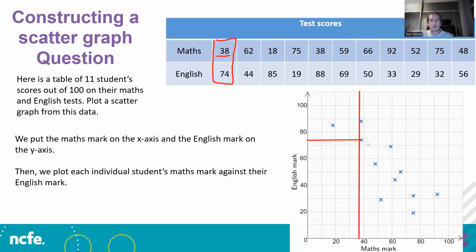You don't have to draw a line all the way off the page. You're not going to get marked for those construction lines. You won't get marked if you leave them on as well. But it's just a bit easier for you to spot, really.